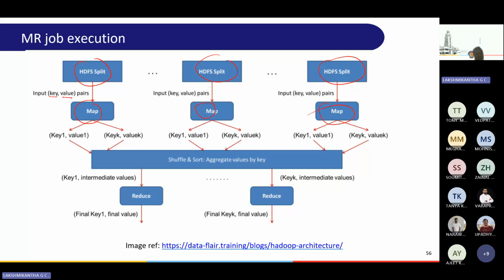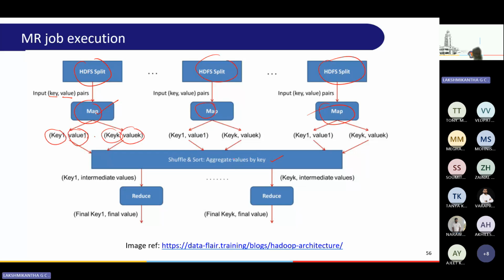The map task processes these pairs using the map function and produces key 1, value 1, and so on, up to key k and value k. All these pairs are generated by the mapper function. This is the intermediate data that we send to the reducer. Are you getting my point? This intermediate data from all the mappers goes into shuffle and sort.